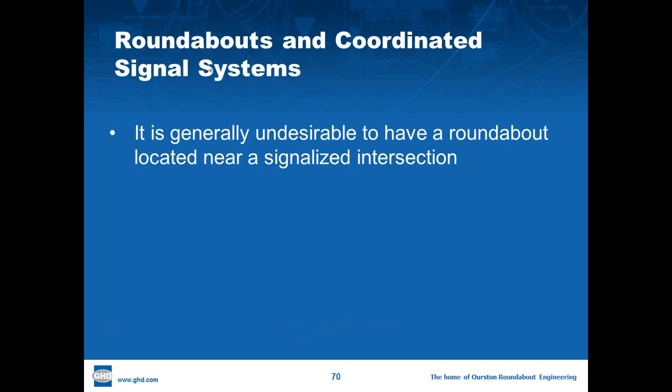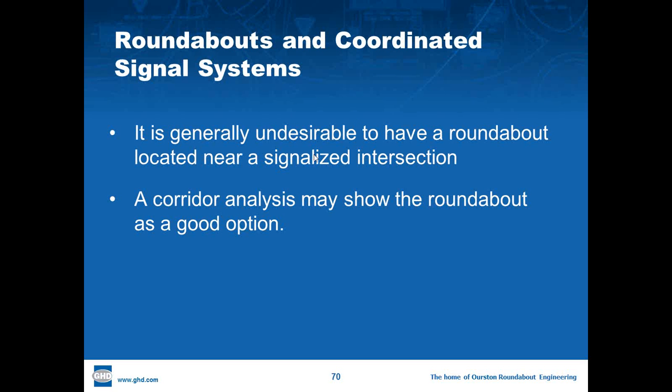So roundabouts and coordinated signal systems are somewhat incompatible. It's generally undesirable to have a roundabout located near a signalized intersection, but there are occasions when the corridor analysis may show a roundabout to be a reasonably good option. And that's where I find instances like that.